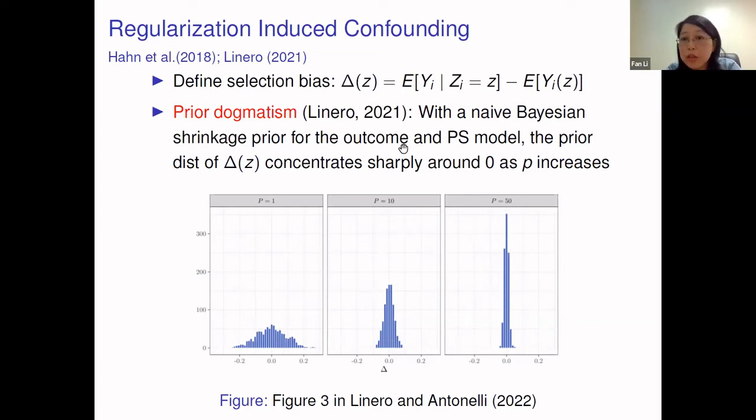And he showed this result, and it's very cool. He showed an example where you do both propensity score and outcome modeling. If you impose a naive Bayesian shrinkage prior on the outcome model and on the propensity score model, like for example in Bayesian causal forest, that kind of modeling, then he found that the prior distribution of the selection bias concentrates sharply around 0 as P increases. The whole point is that when you are using this kind of naive shrinkage prior, so the BART, this example is actually from a BART prior.